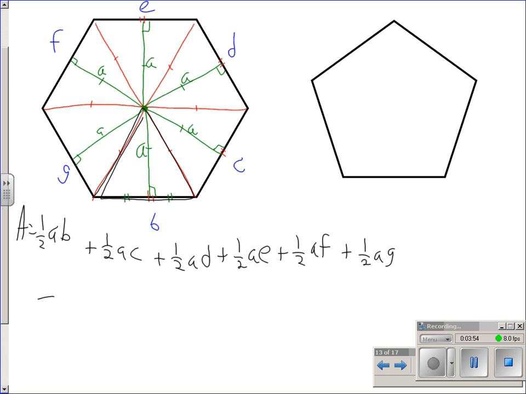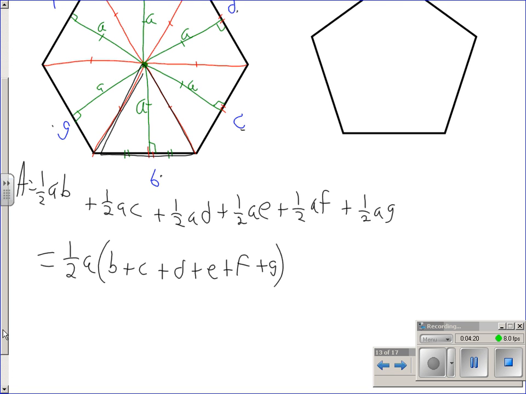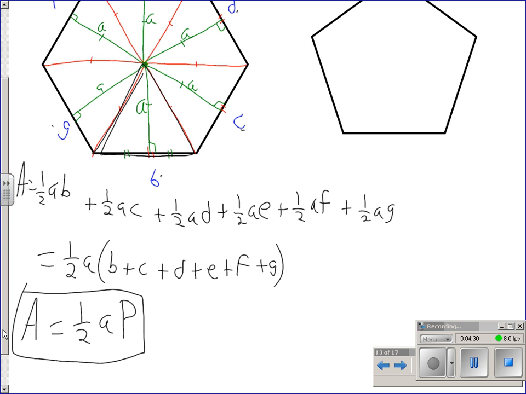But if you look at all of these terms, you have 1/2 times A, that apothem, in each one of these terms. What you're left with is B plus C plus D plus E plus F plus G. So, what does the sum of those 6 sides really mean? When you take side B plus C plus D plus E plus F plus G, that's the distance around the shape. That is the perimeter. 1/2 times the apothem times the perimeter. That is your formula for a regular polygon.